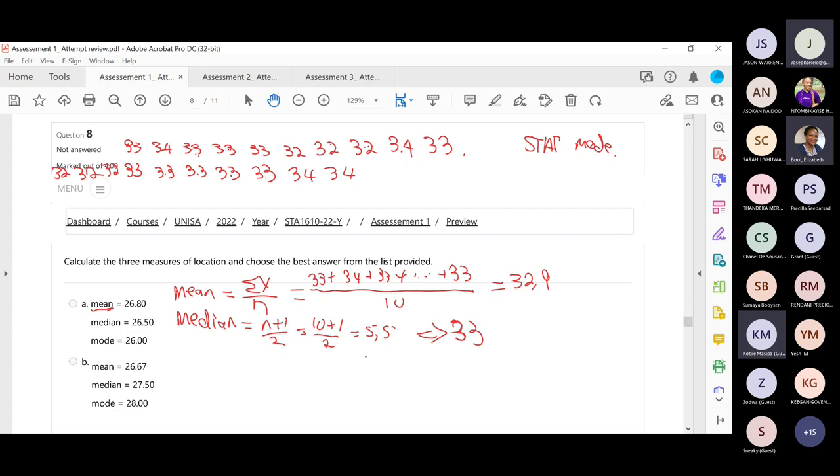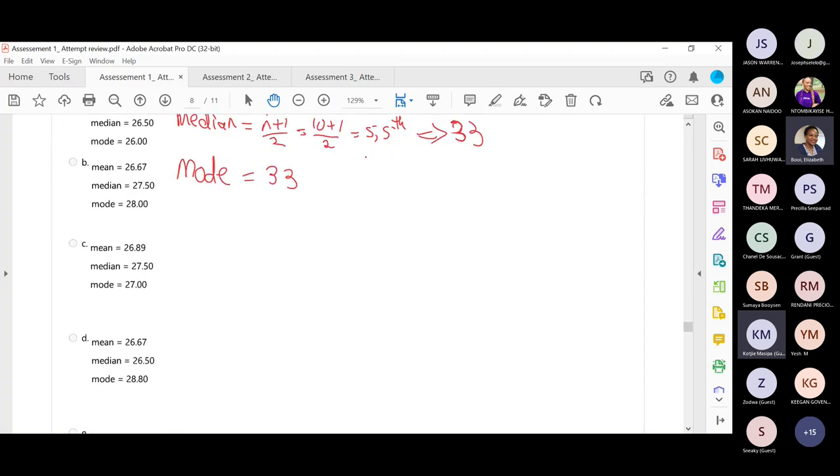So the last one, the mode, which is the number that appears most. Yes. So from the data set that we have, the mode would have been 33. And that's how you would have answered the question. So you will have to look at your data set and apply the same concept or the same process to your data set in order to find which one is the correct answer.